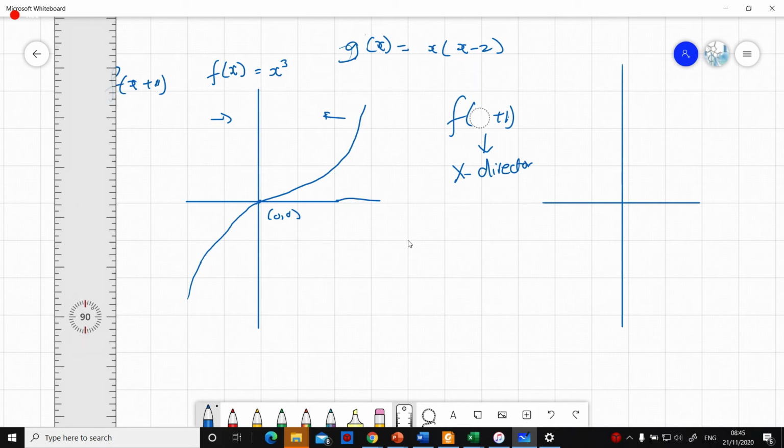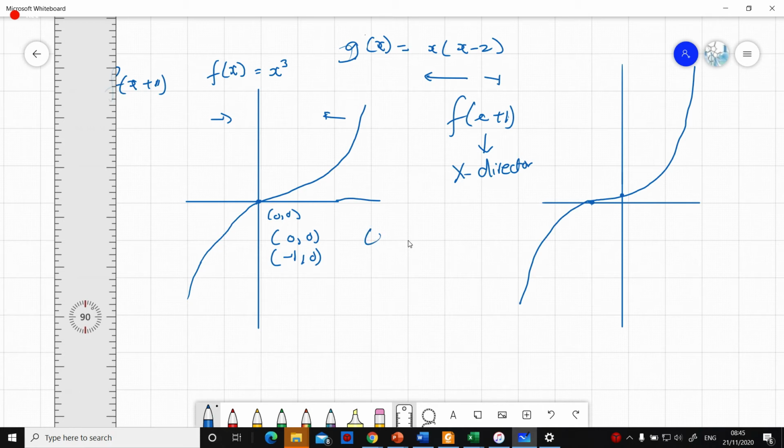But it says x plus 1, and we said anything in the bracket we do the opposite translation. So it's x plus 1, we're going to shift it by minus 1, that way. We said that in the x direction it only affects the x, so therefore this point will be minus 1, 0. So minus 1, 0 is here, okay. So how would it look? It would look something like this, and it'll just touch it like that and go back up.